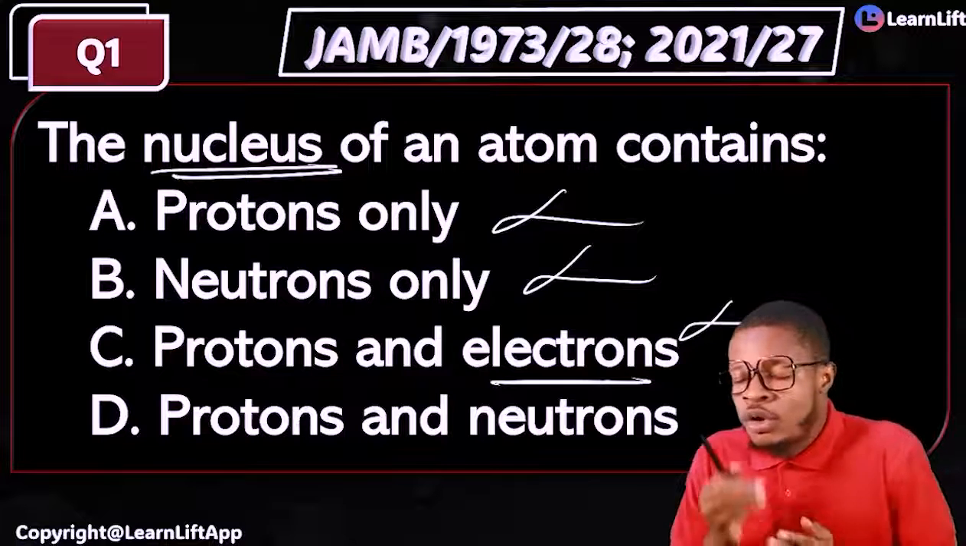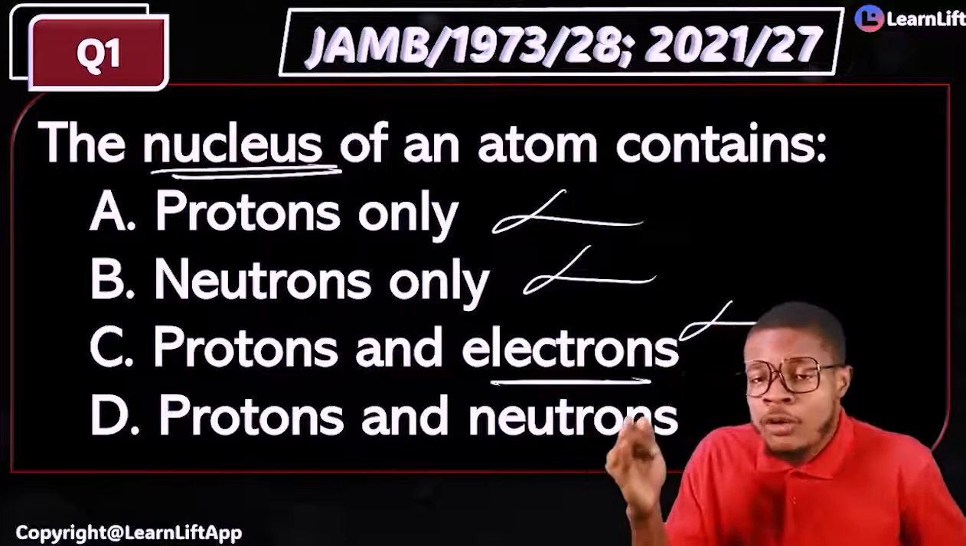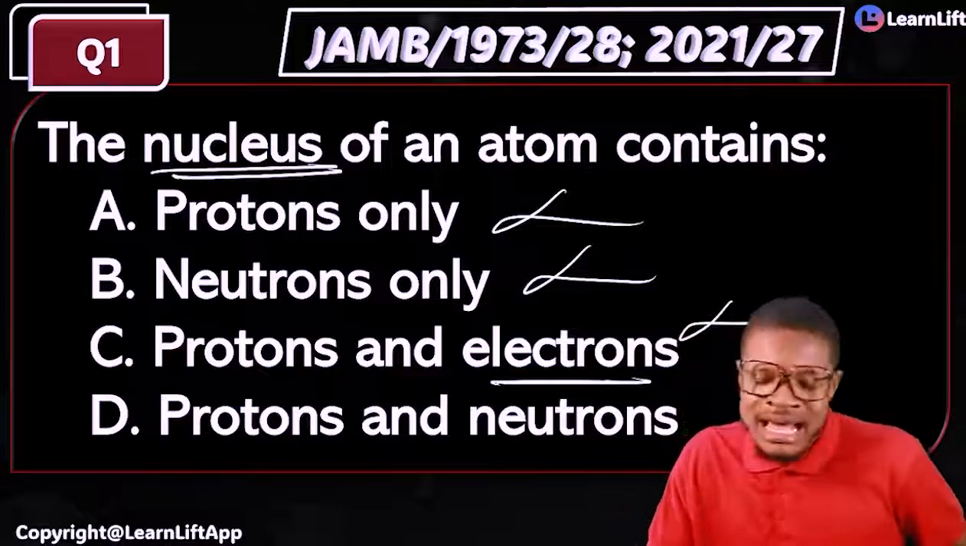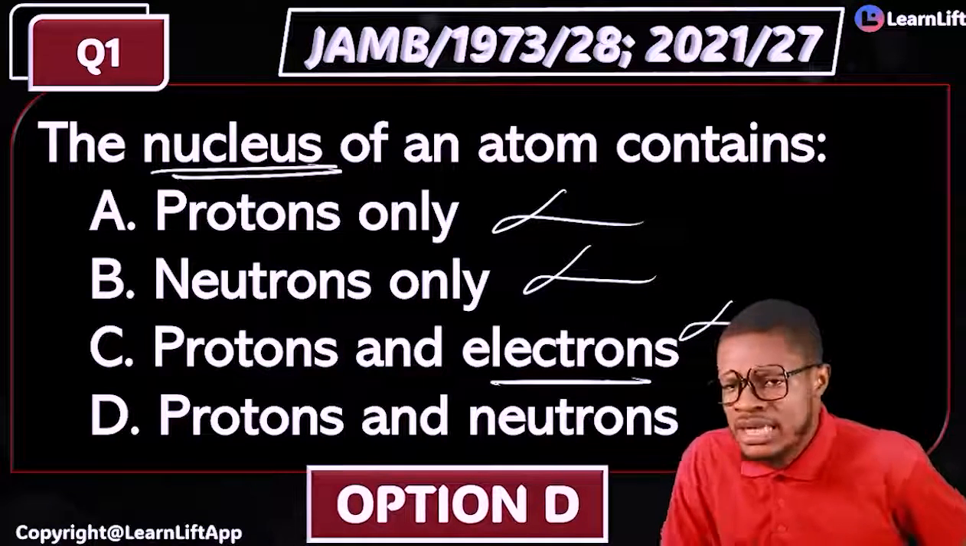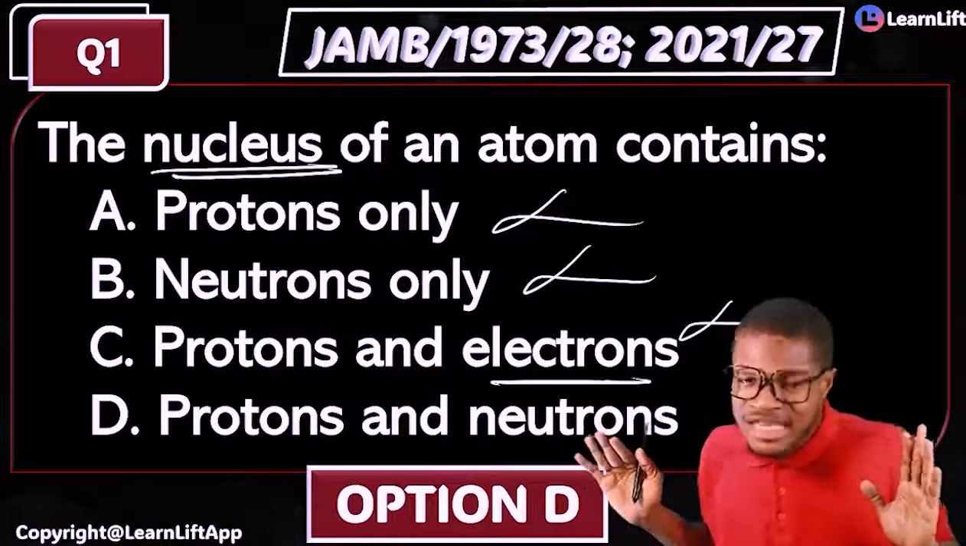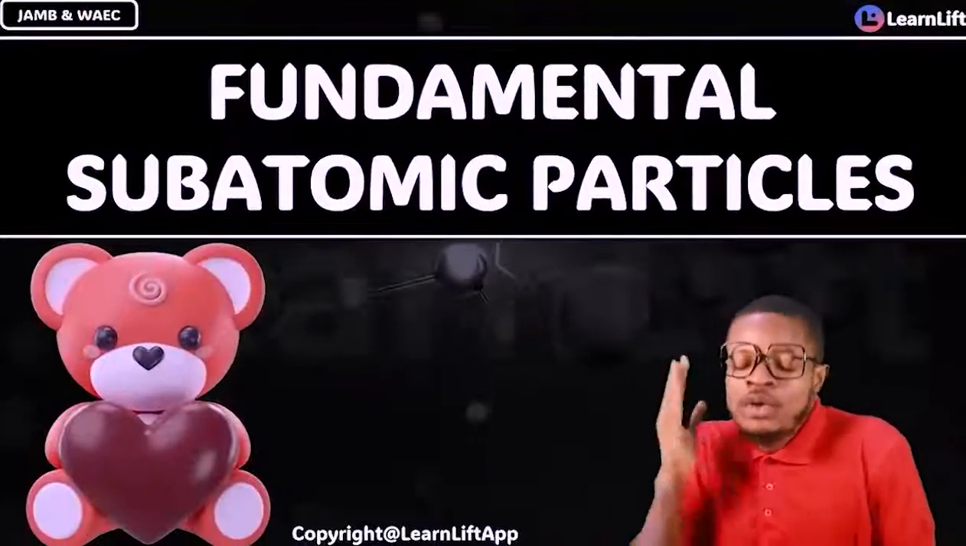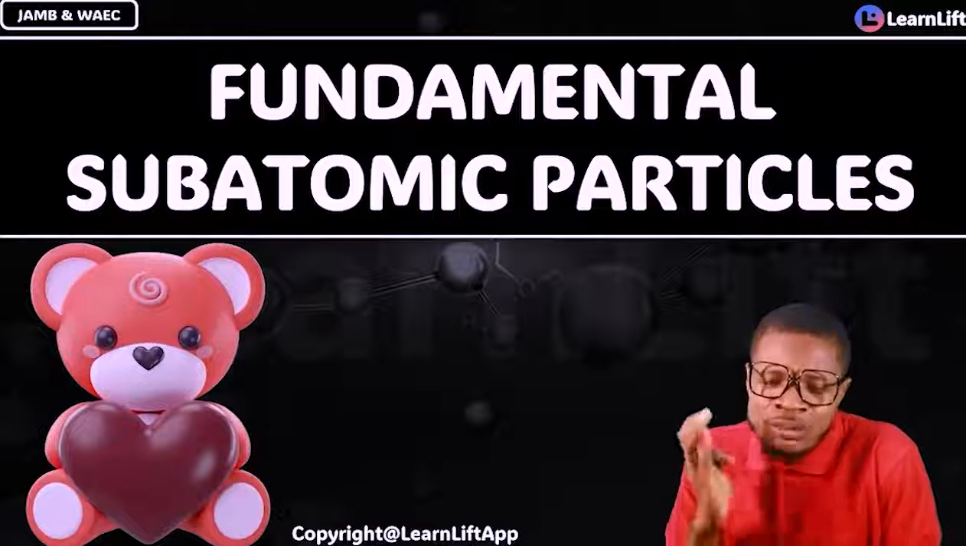Option D says your protons and your neutrons. Your protons and neutrons, they are in the nucleus of an atom. And that makes option what? D the correct answer. Sure, it makes sense. JAMB, they don't play with this. Even WAEC. If you get that very quickly with me, there's what is called your fundamental subatomic particles.